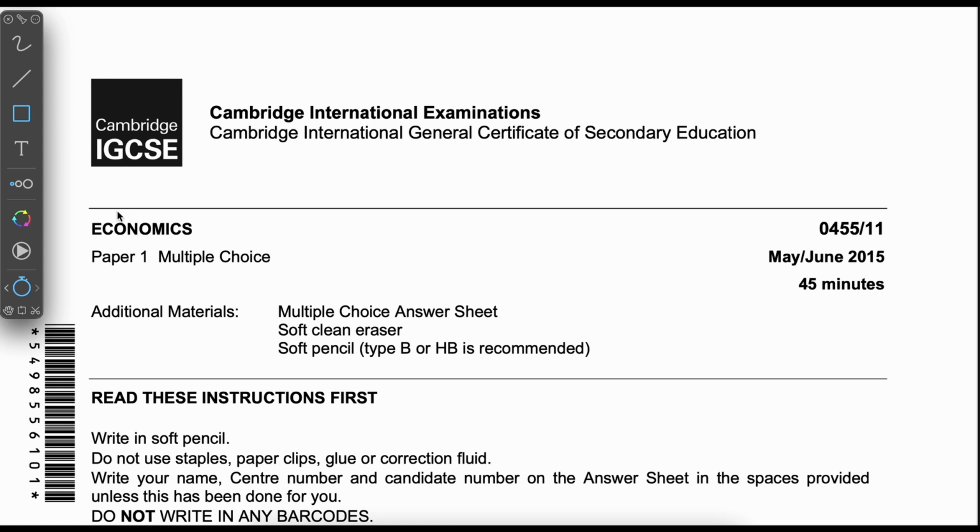Okay, so today we are doing an economics iGCSE paper. We're doing paper 1, multiple choice, and these are all the details. So we're doing the May/June 2015 paper. Okay, is everyone ready to get started? Let's go.